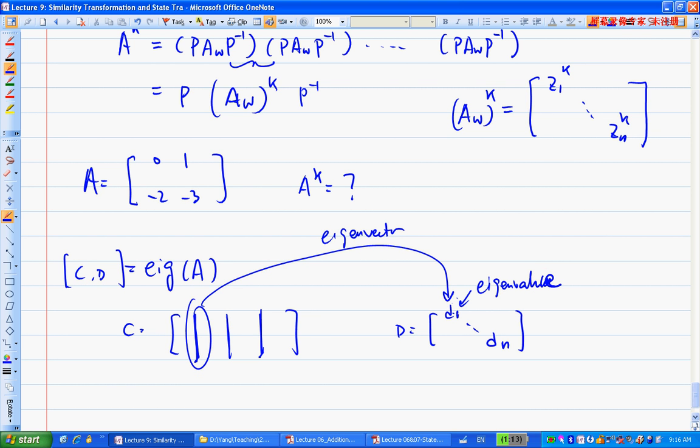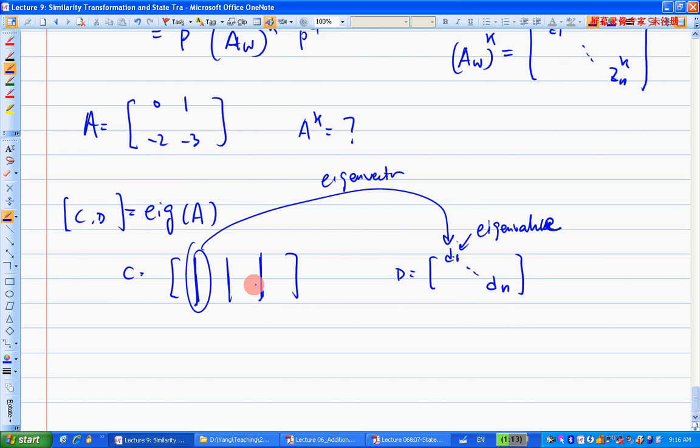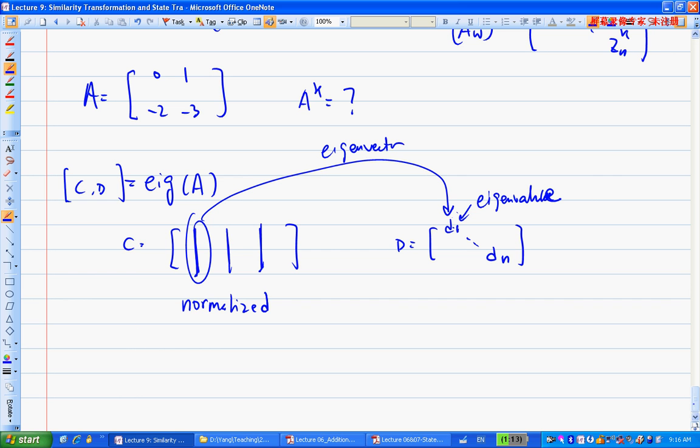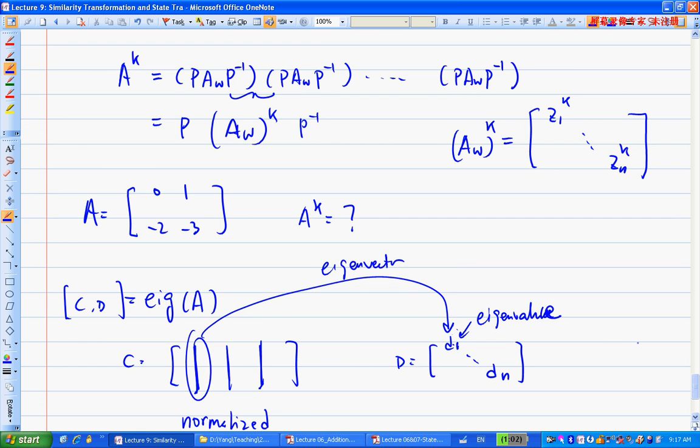However, the eigenvectors that are here are normalized. So what's normalized? For example, if you have a vector 1, -1, MATLAB gives you 1 over √2, -1 over √2. So in many cases, the normalized one is not an integer number. So when you use this eigenvector to form the P, it might look pretty odd, right? Not as beautiful as an integer number.